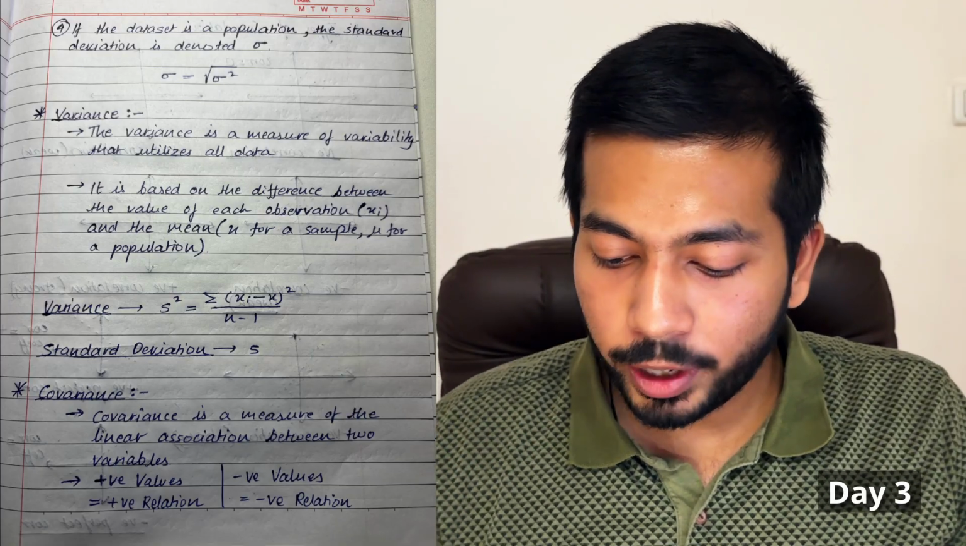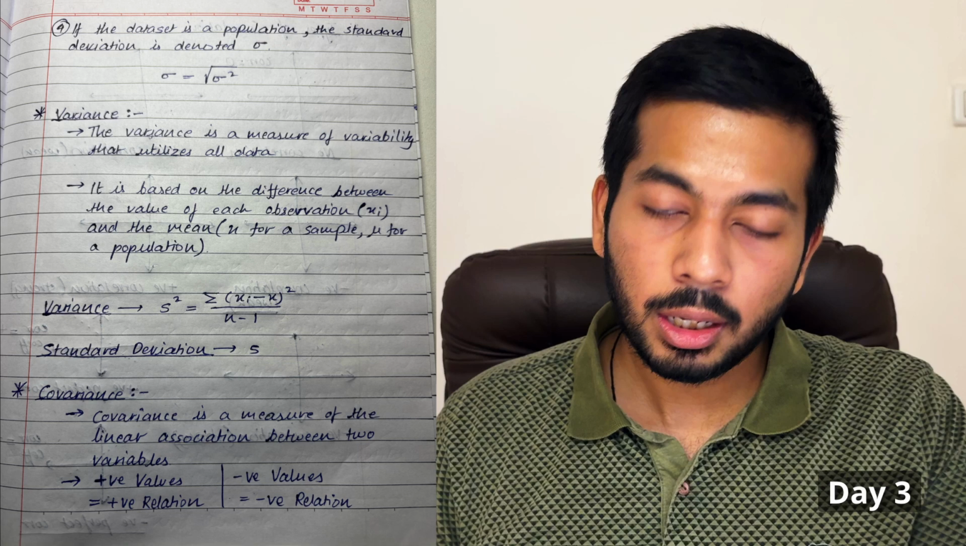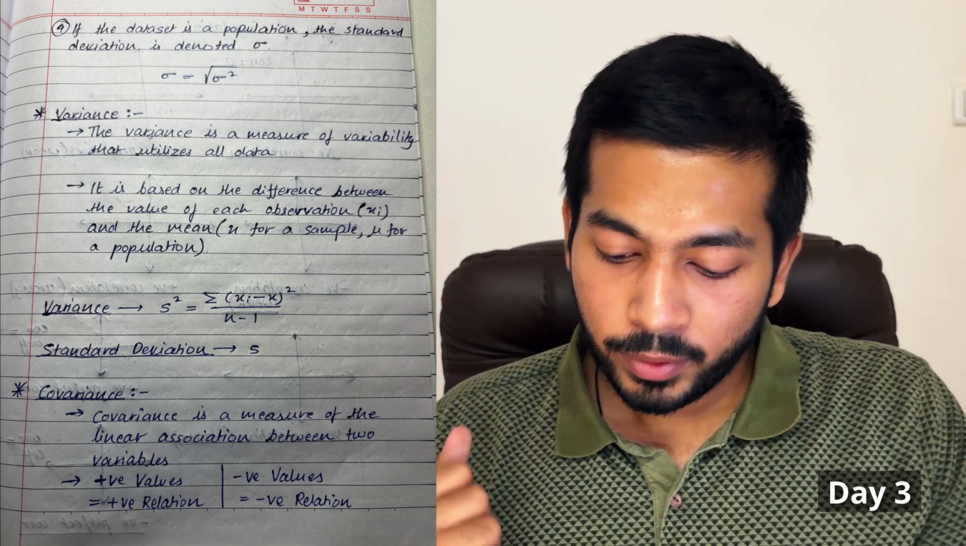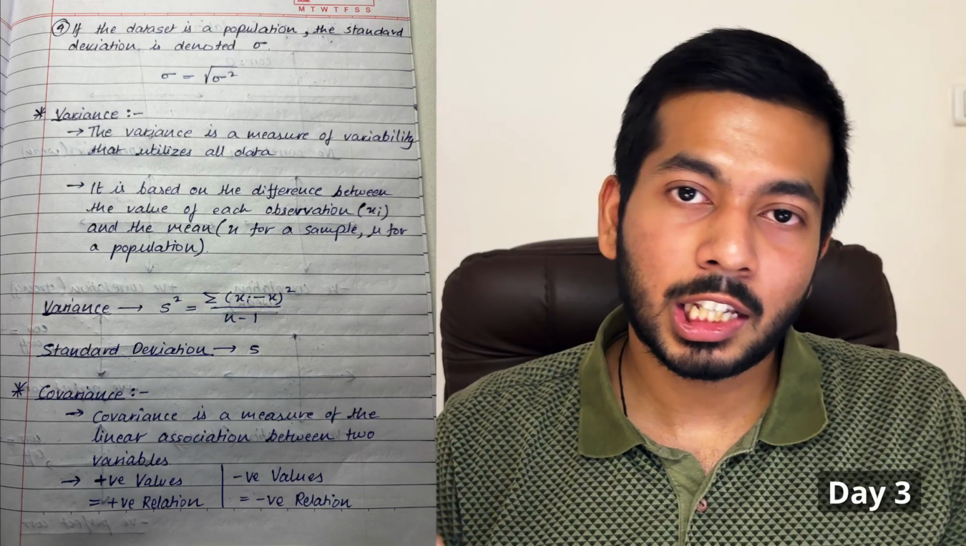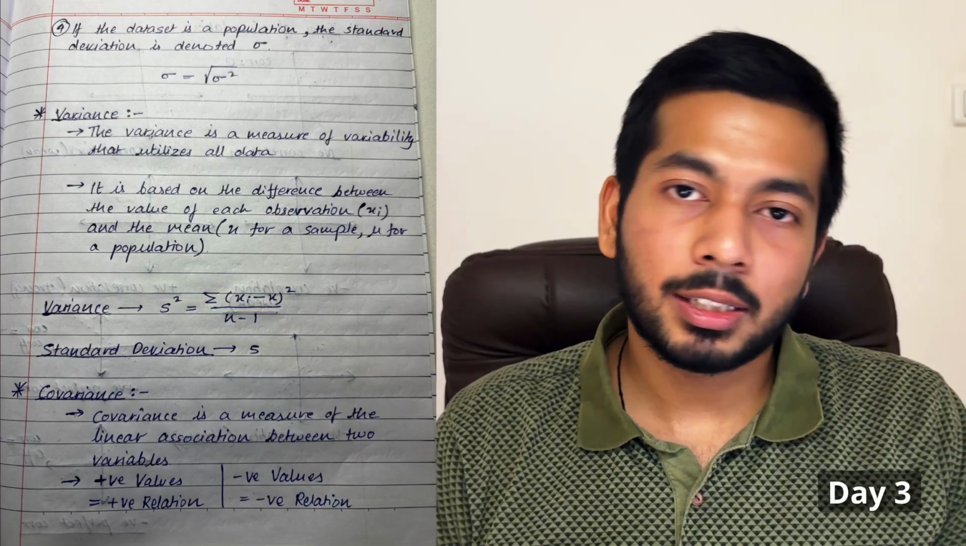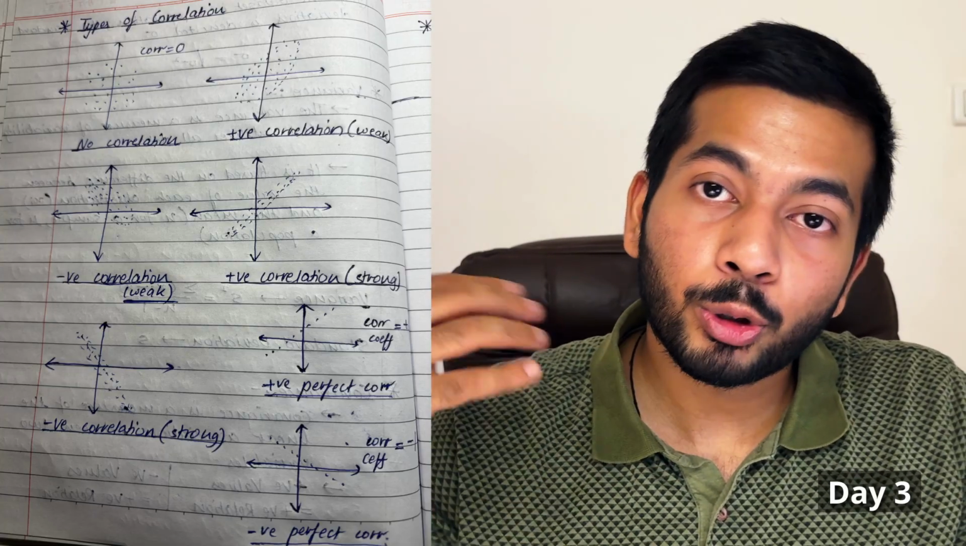Okay, let's go to covariance. Covariance is a measure of the linear association between two variables. If we have positive values as covariance, then we can say it's a positive relation. If you have negative values, we can say it's a negative relation.